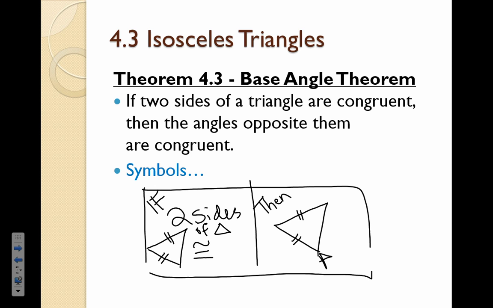You've got angle A and angle B and angle C. That angle A is congruent to angle B. Being able to identify the conditions that need to be met to use deductive reasoning: if 2 sides of the triangle are congruent, then I can conclude the base angles are congruent. I can use my symbols, or I can just say angle A is congruent to angle B.